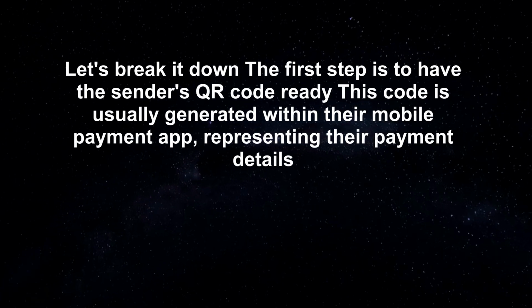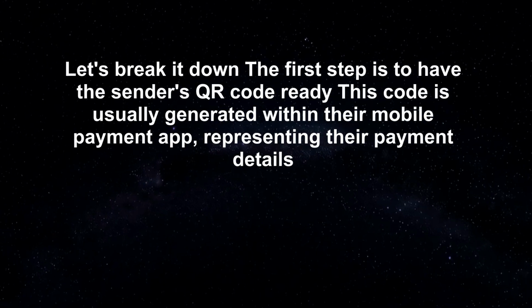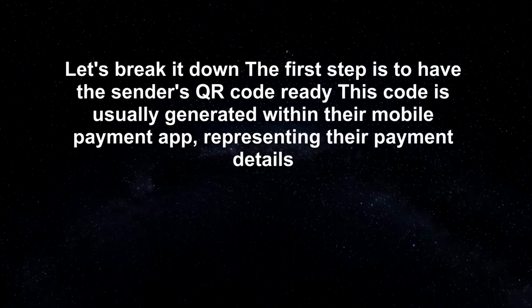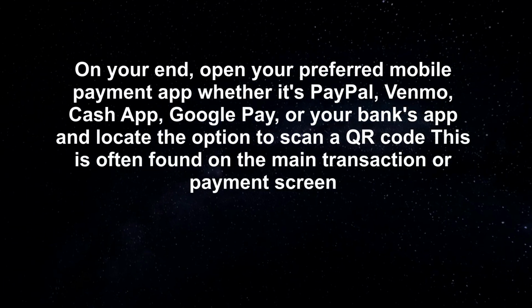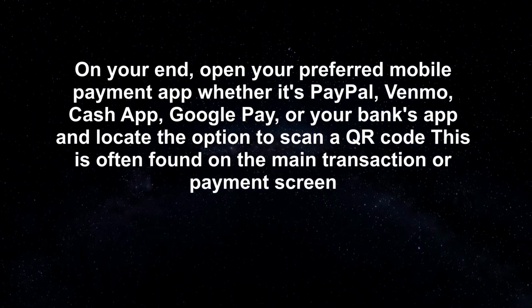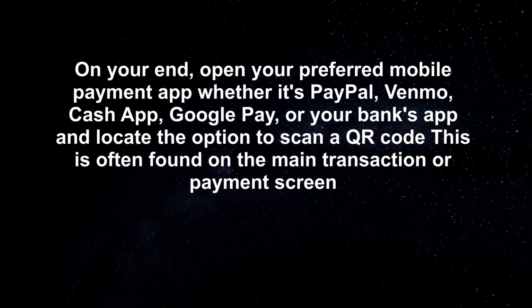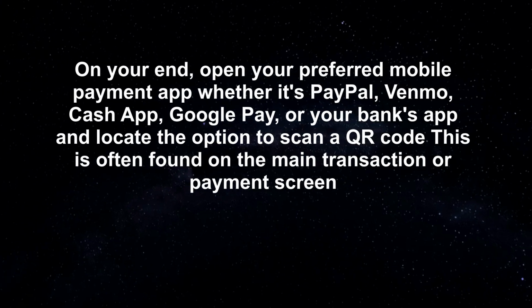The first step is to have the sender's QR code ready. This code is usually generated within their mobile payment app, representing their payment details. On your end, open your preferred mobile payment app, whether it's PayPal, Venmo, Cash App, Google Pay, or your bank's app, and locate the option to scan a QR code. This is often found on the main transaction or payment screen.